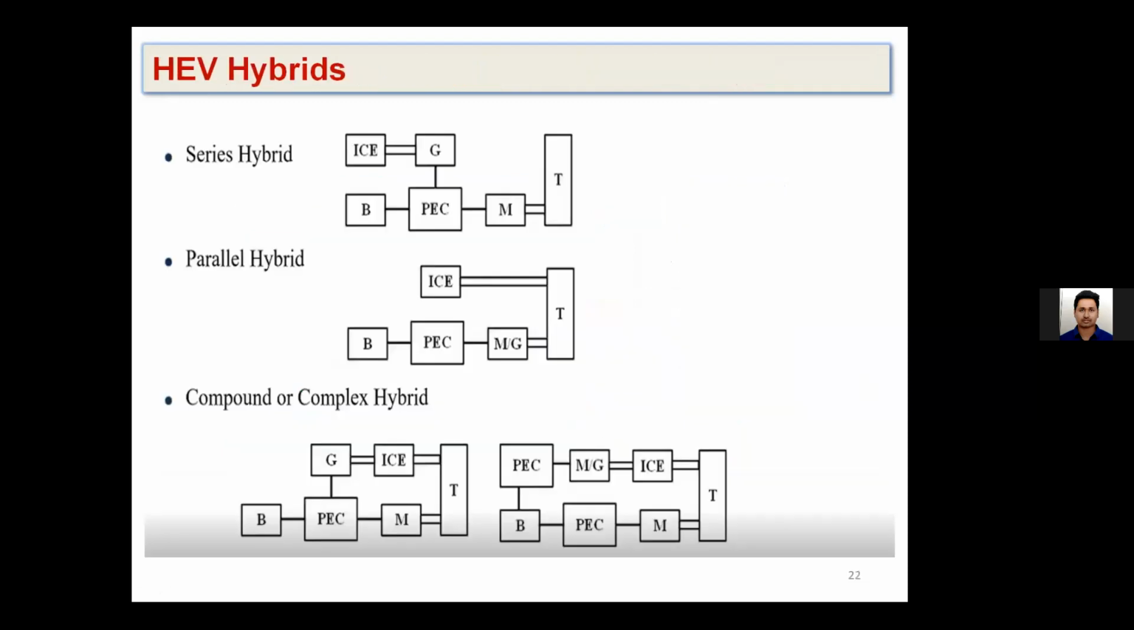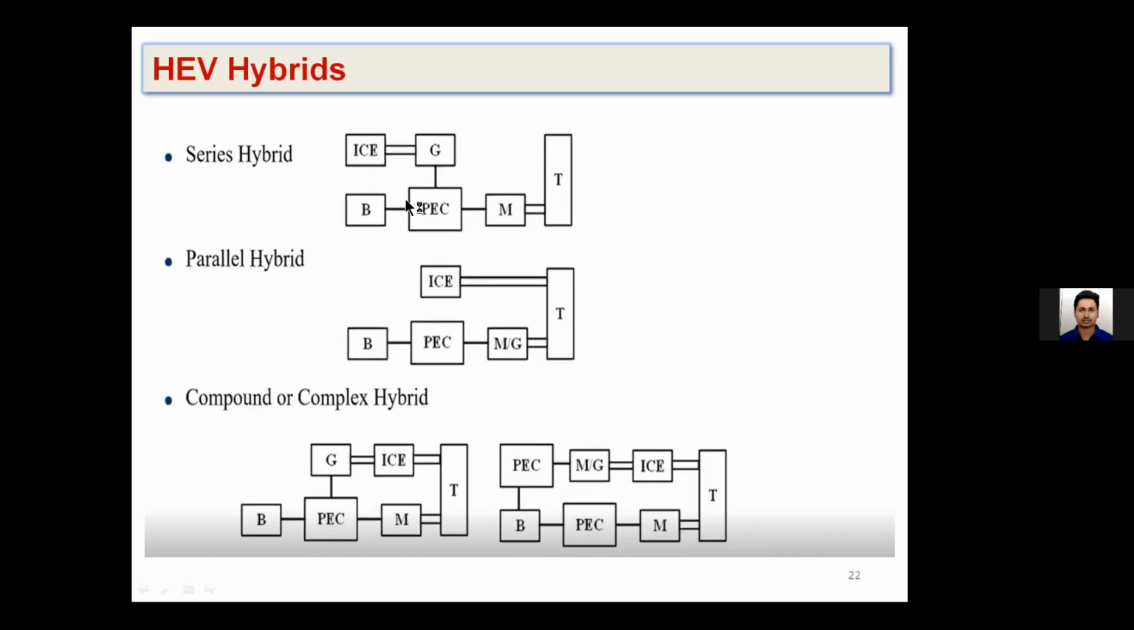Further, within hybrid itself, we have the series hybrid. One thing we have is a combination of both IC engine and battery. That's fine, but it can be connected in different patterns. Coming to the series hybrid, here you can see it's a combination of IC engine and battery. B represents the battery, and PEC represents the power electronic conversion. Here we have the motor, and finally the transmission network.